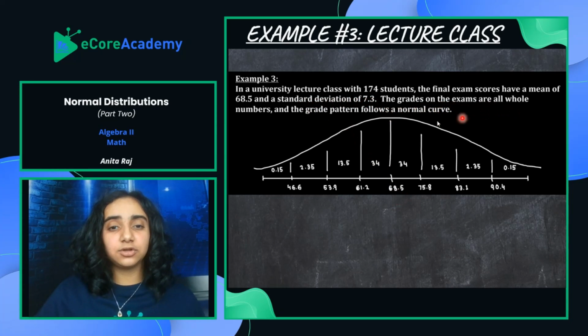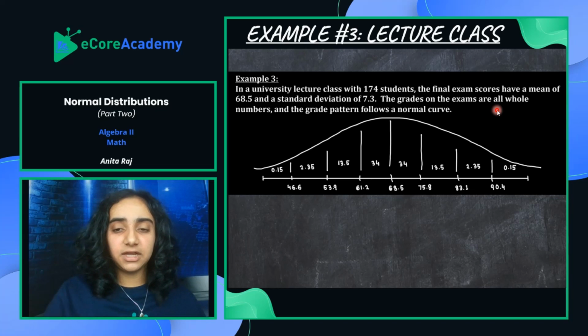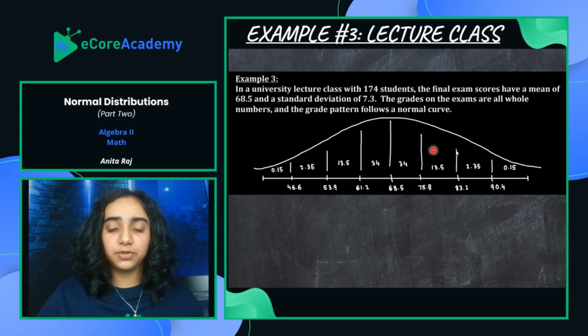The grades on the exams are all whole numbers, and the grade pattern follows a normal curve. So when we're asked questions that follow, they're going to be referring to whole number grades, because usually in class we do get whole number grades. We don't get point something, we get whole number grades. So using those whole number grades, we're going to approximate. The standard deviation, as you can see here, is actually in percents, but we're going to round these as compared to the questions we're going to get, because the grades were whole numbers, but the standard deviation and mean are not. So first, let's put this graph together.